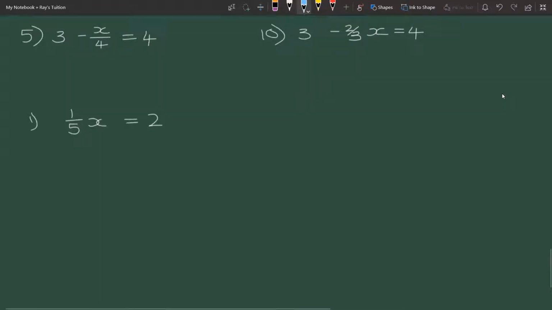We can multiply by the reciprocal of a fifth. So basically a fifth upside down. So multiplying by 5/1. And the rule is whatever we do to one side, we have to also do to the other side. So multiplying both sides by 5/1. So what this does is the 5s cancel out, the 1s cancel out, and we get x by itself. And then 2 times 5/1 is 10/1, which is basically 10. So that is the first question. Let us have a look at the second one.